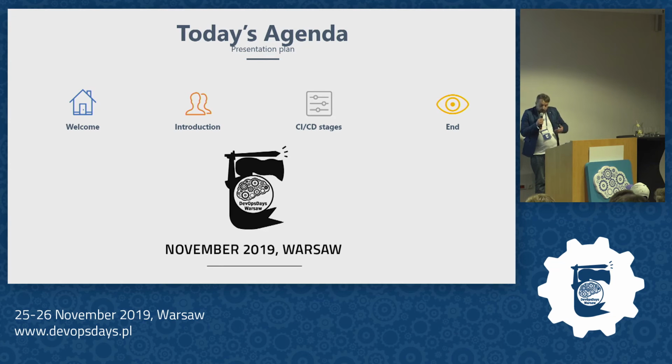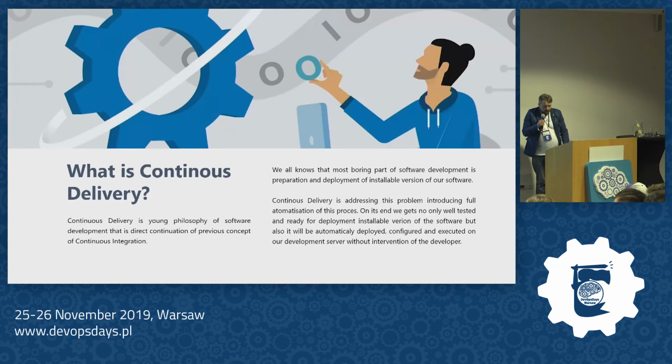Today, I will try to introduce you into this philosophy that is very complex. It's not a product, it's not a solution, it's really a philosophy. I will go quickly through stages of CI/CD, and that's all. So what is continuous delivery? As I said, it's not a product, it's not a solution, it's not the pattern, it's a very complex thing that in consequences will lead you to the topics of cloud computing and distributed systems.